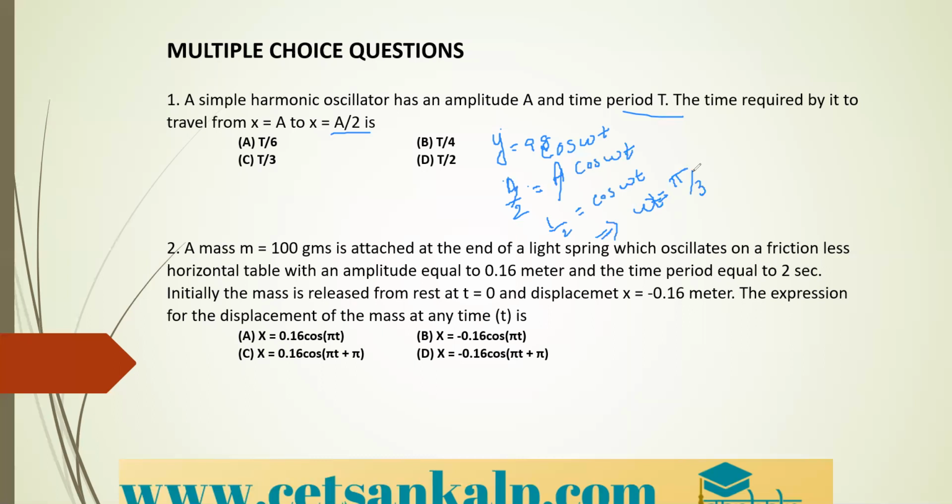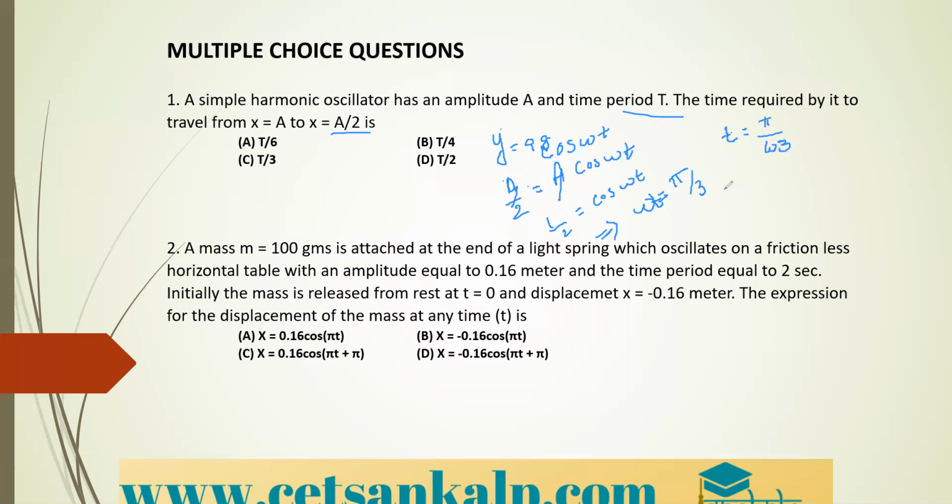Correct, students? Because cos theta is equal to 1 by 2. When does cos theta become 1 by 2? When theta is equal to pi by 3, then cos theta is equal to 1 divided by 2. Therefore, we will get omega t is equal to pi by 3. Now we can simplify the equation, so t is equal to pi divided by 3 omega.